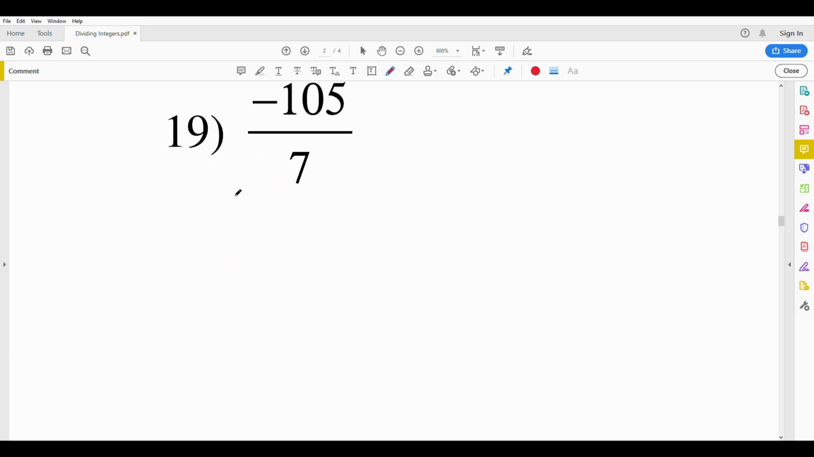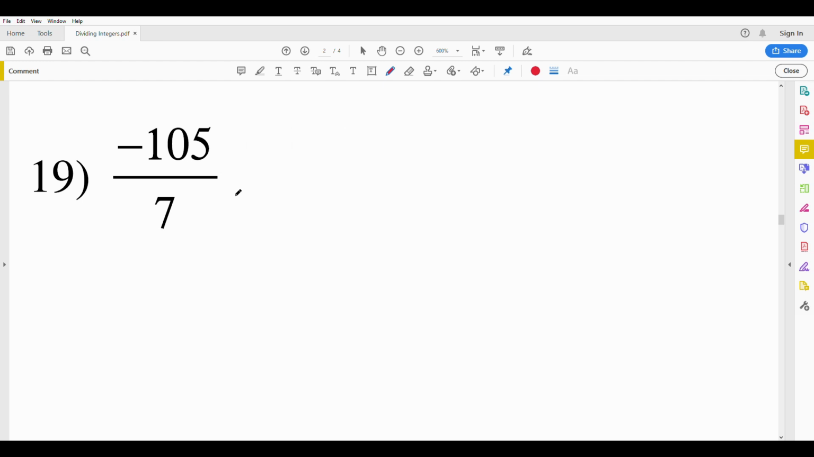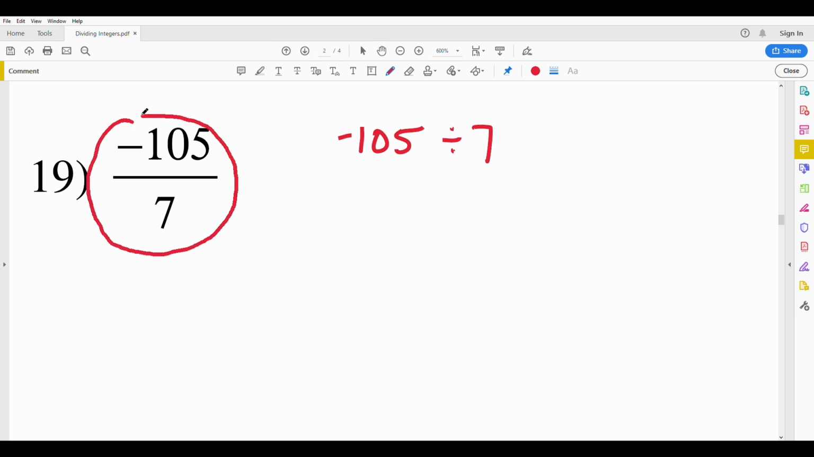Now moving on to number 19, they switch things up a bit, but we're still dividing. A fraction bar means to divide. So I could also write this as negative 105 divided by 7. I will say though, the further you go in math, the more common it is to use a fraction bar to represent division. So the numerator divided by the denominator. The numerator is that top number, and we're dividing it by the denominator, which is that bottom number.